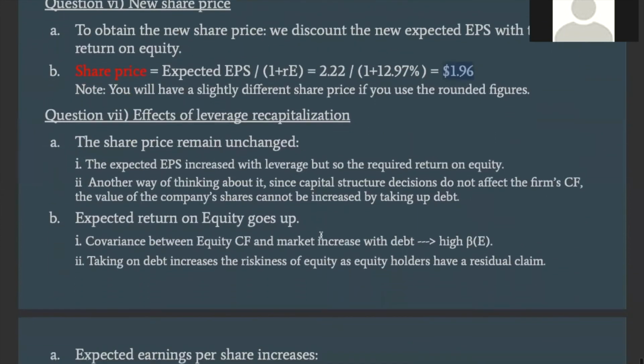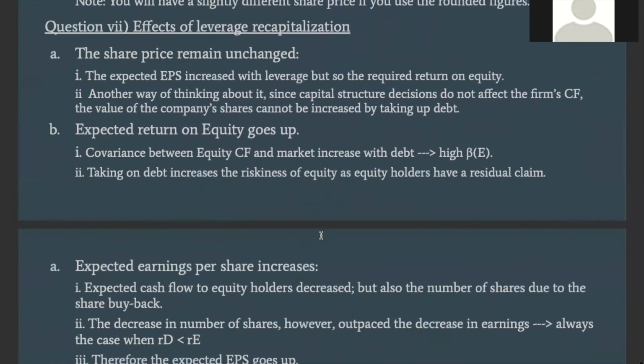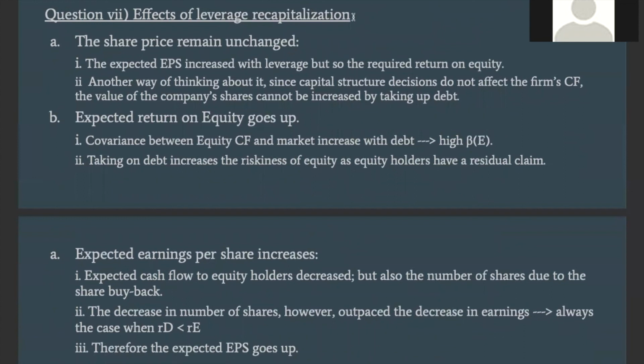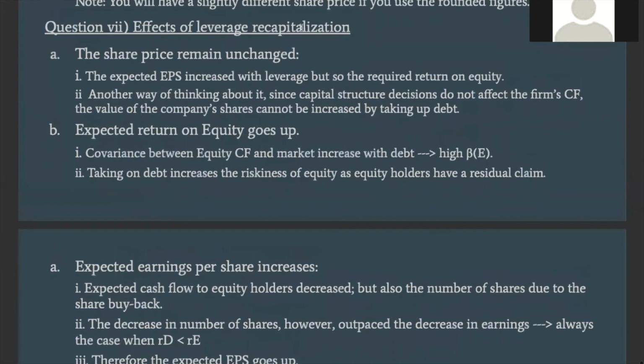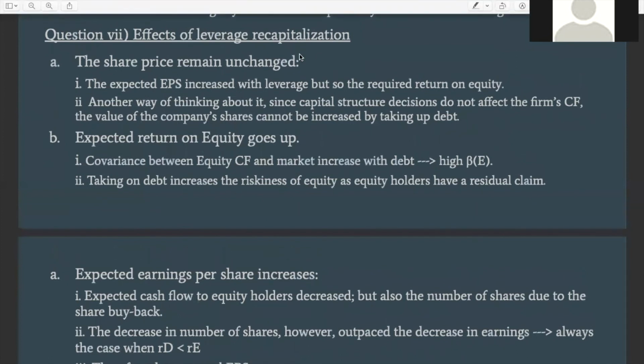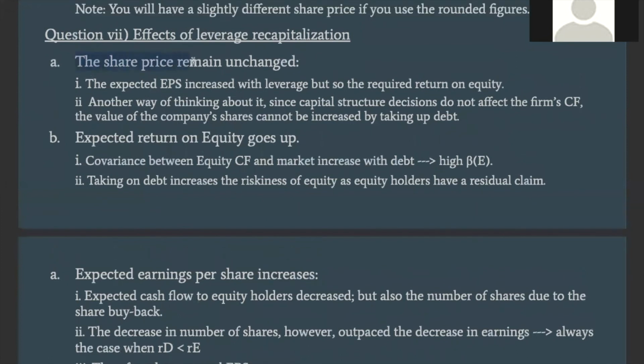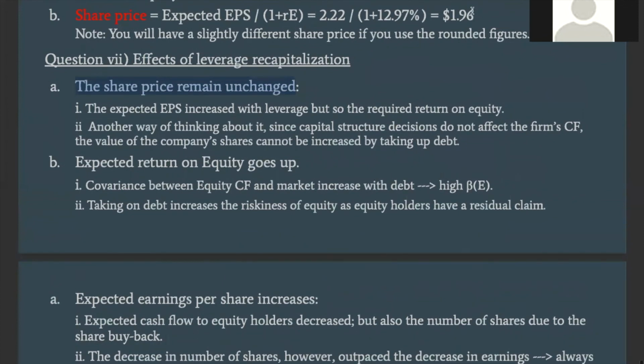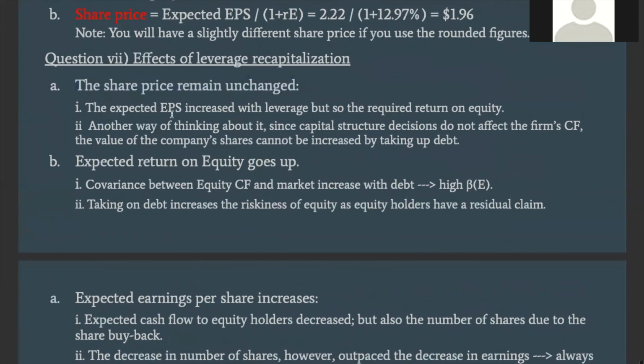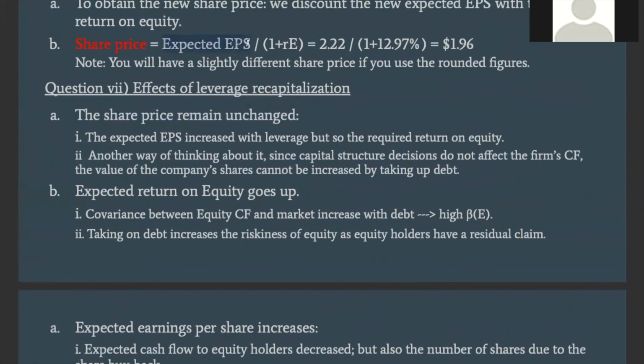Okay. Then we move to the last part of this particular question, and this part is more of a qualitative question. I think it reflects an understanding of the perfect capital market assumption, but also the Modigliani-Miller theorem. What it asks us is the effect of leverage recapitalization when markets are perfect. The first point is the share price, which remains unchanged. The price per share has not changed. As we saw before, it's still 1.96. And we can decompose this because we know that the price per share is made of the expected earnings per share and the return on equity, so the cost of equity.